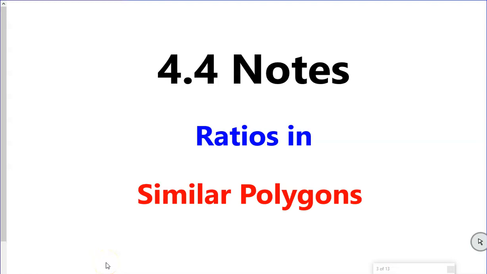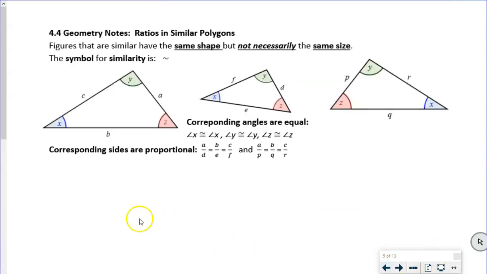So today's lesson is on ratios and similar polygons, and we're going to talk specifically about triangles today, okay? So here's our first page. 4.4 says figures that are similar have the same shape but not necessarily the same size. And we talked about this a couple days ago when we talked about similarity on Monday. The symbol for similarity is the same symbol that would be at the top of a congruence sign, okay?